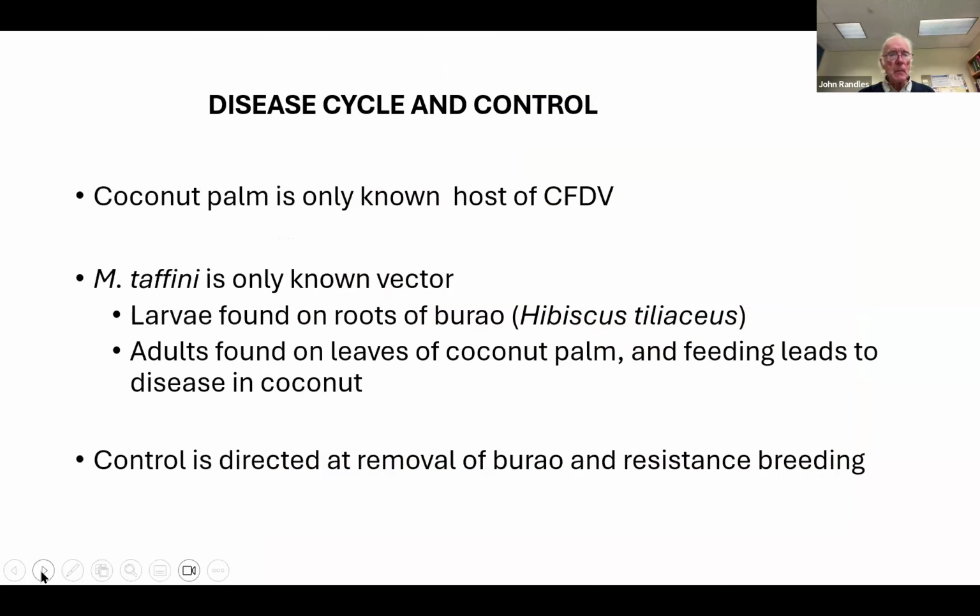Next slide. Coconut palm is the only known host of coconut foliar decay virus. Myndus stepheni is the only known vector, and the larvae are found on the roots only of Burao or Hibiscus tiliaceus. This is common right through Oceania. The adults, though, are found on the leaves of coconut palm, and feeding produces the disease in coconut. So with this information, control is directed at removal of the Burao and resistance breeding programs.